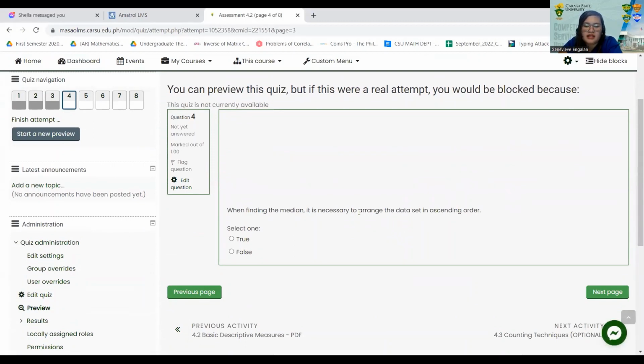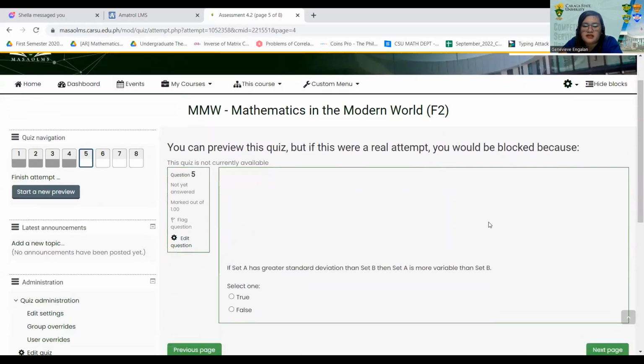Okay, so when finding the median, it is necessary to arrange the data set in ascending order. So this is true. True na gyud. Okay.